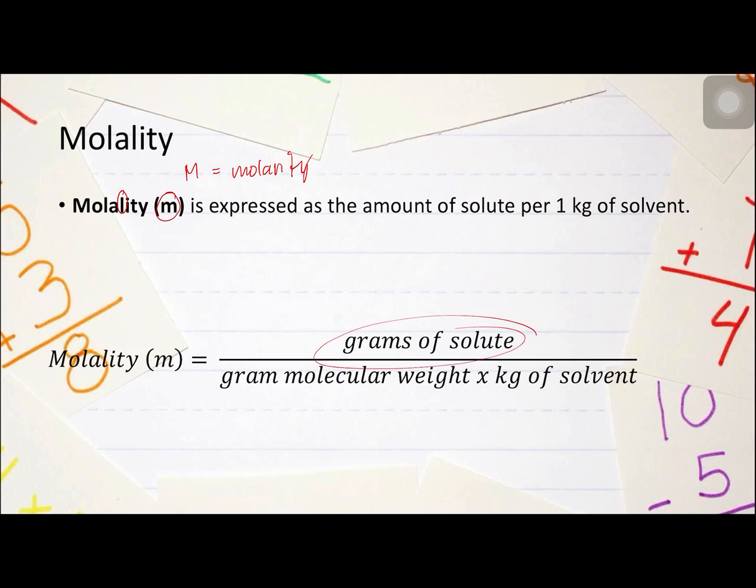Grams of solute, which is the same as in molarity, over gram molecular weight, which is also the same as in molarity. The only difference is that since this is, take note, 1 kilogram of solvent, we multiply the gram molecular weight with the kilograms of solvent instead of the liters of solution. Same formula, but this time we are given mass instead of volume.